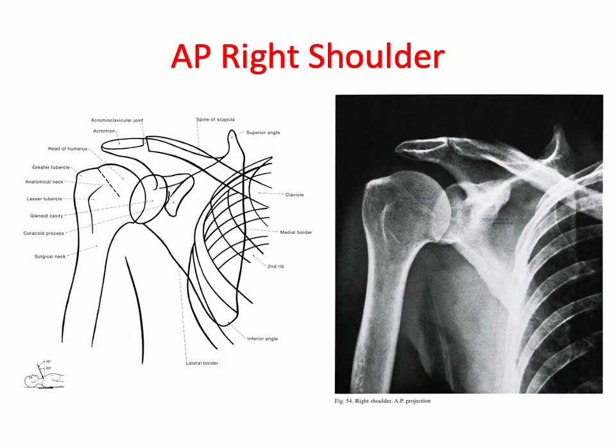So this is an AP projection of the right shoulder. So we can see the humeral shaft. We've got the surgical neck of humerus. We have the greater tubercle and the lesser tubercle, anatomical neck of humerus, head of humerus, the glenoid cavity, glenoid fossa. We've got the coracoid process of the scapula, the acromial process, the acromioclavicular joint, clavicle. We've got the spine of the scapula, and the right ribs and right lung.